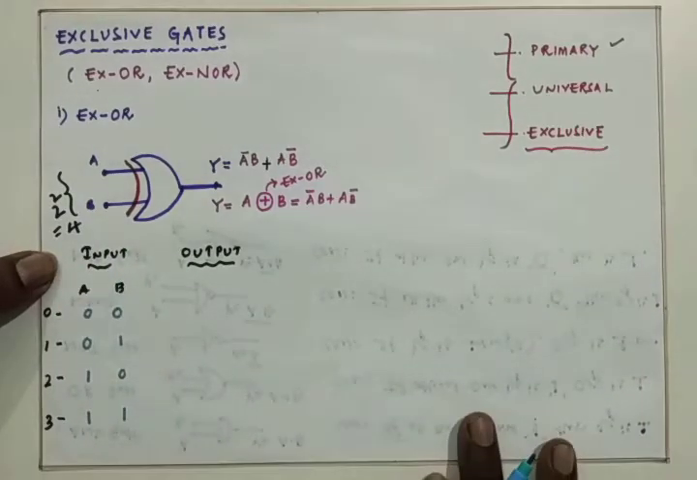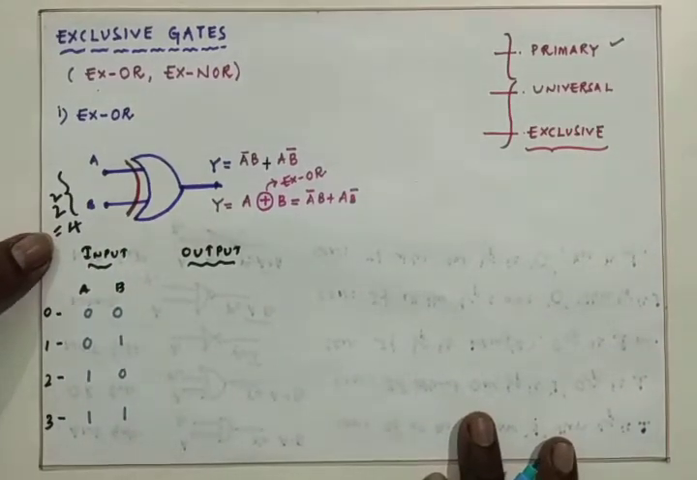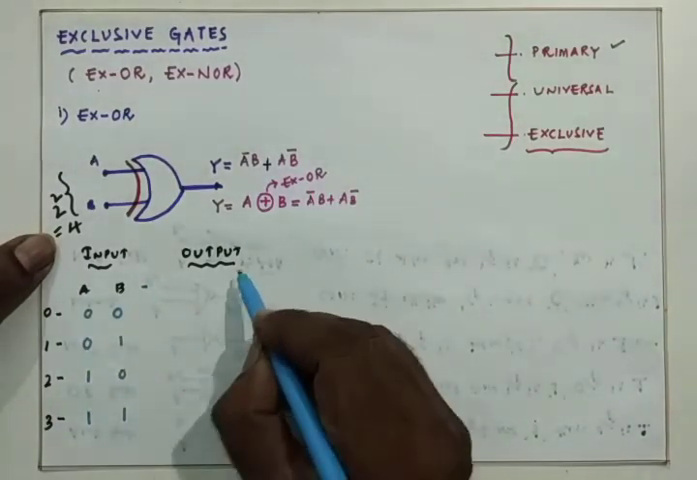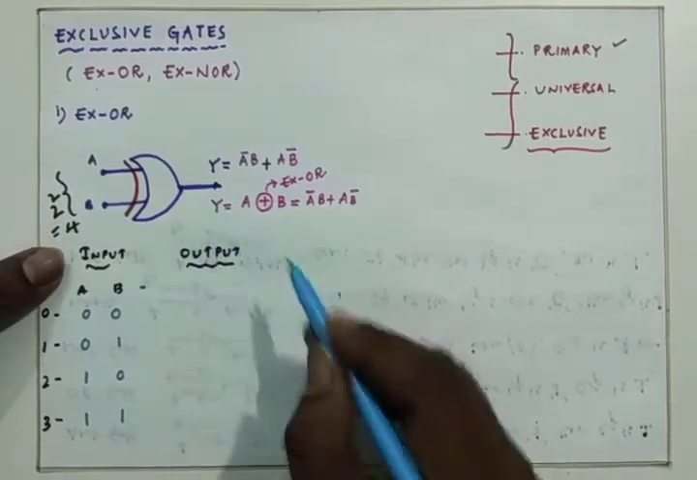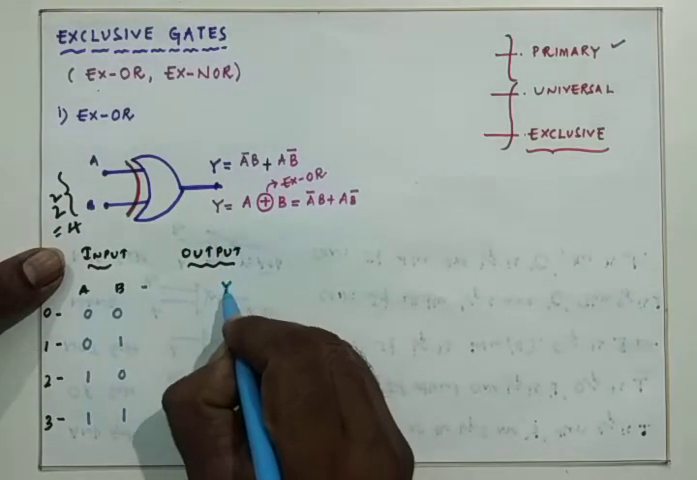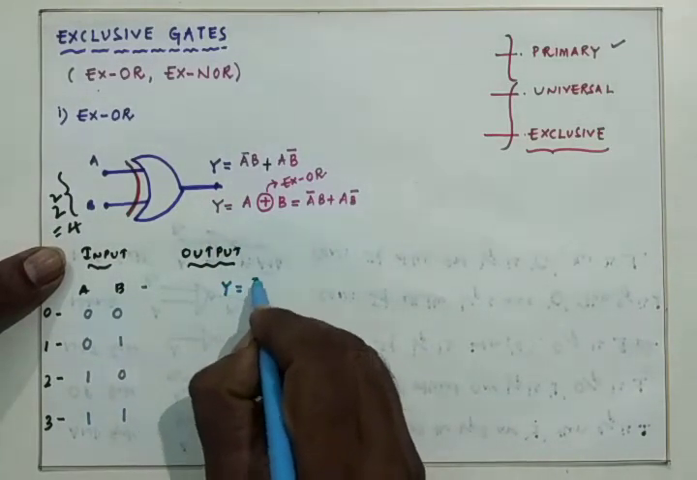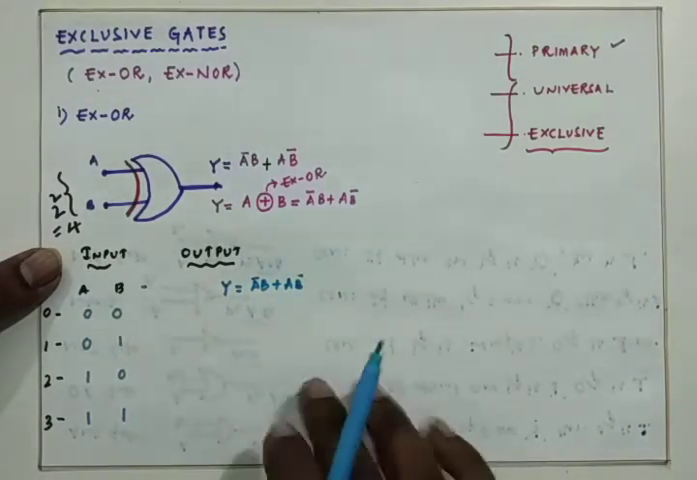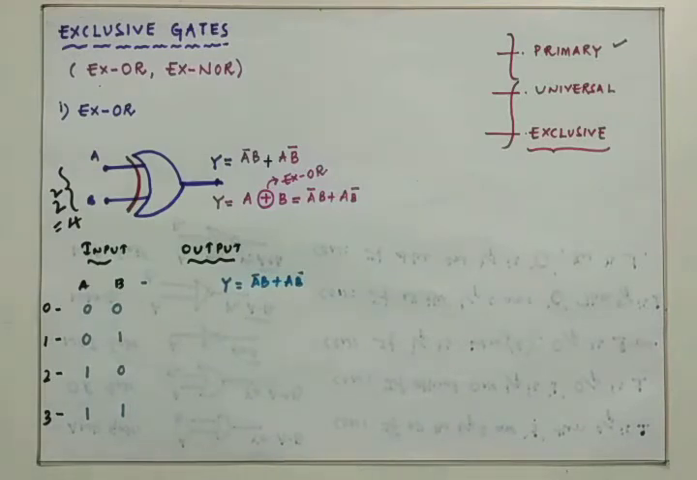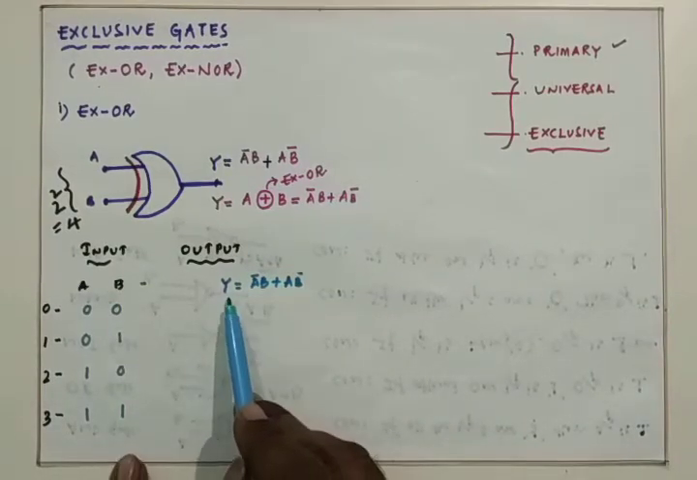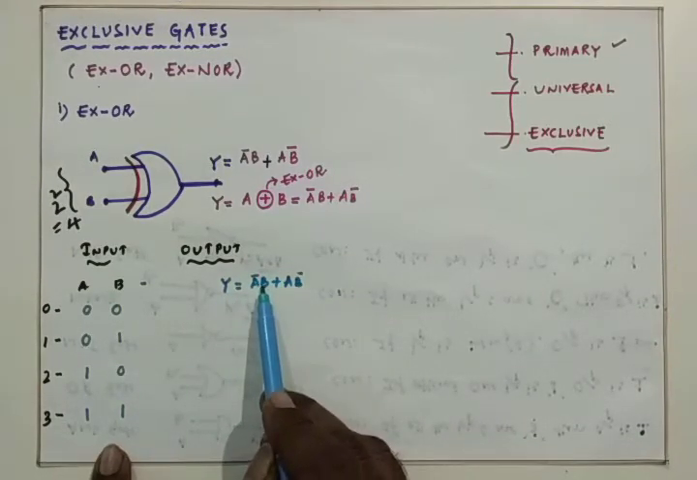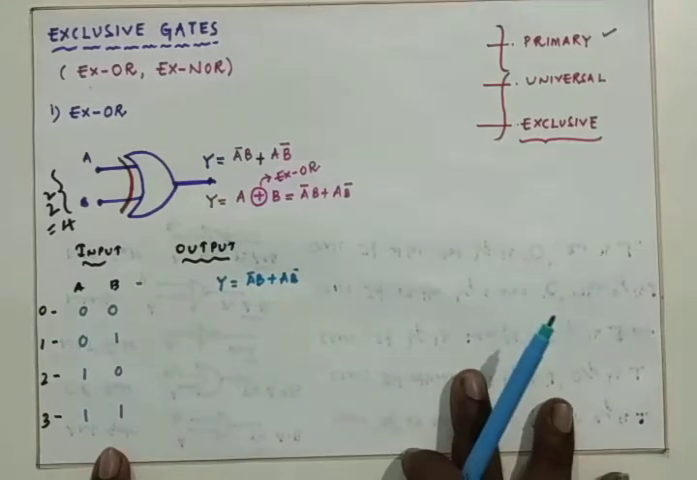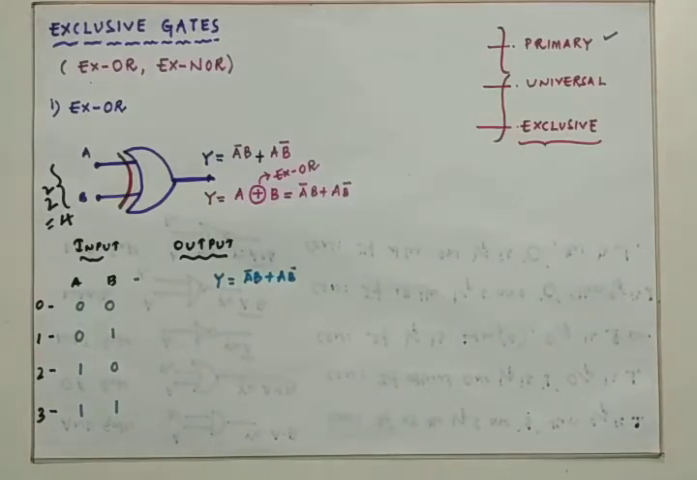In what way we have written this 0 to 3 in terms of zeros and ones, I have explained in the last class. Then what is the output of the exclusive OR gate? We know that Y equals A bar B plus A B bar only. So to know the Y value we should know A bar B and A B bar, and finally we have to add them. That will be the exclusive OR gate.